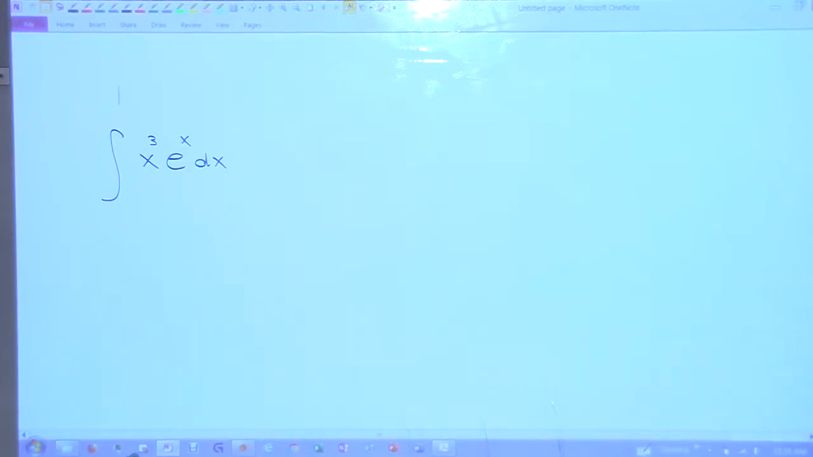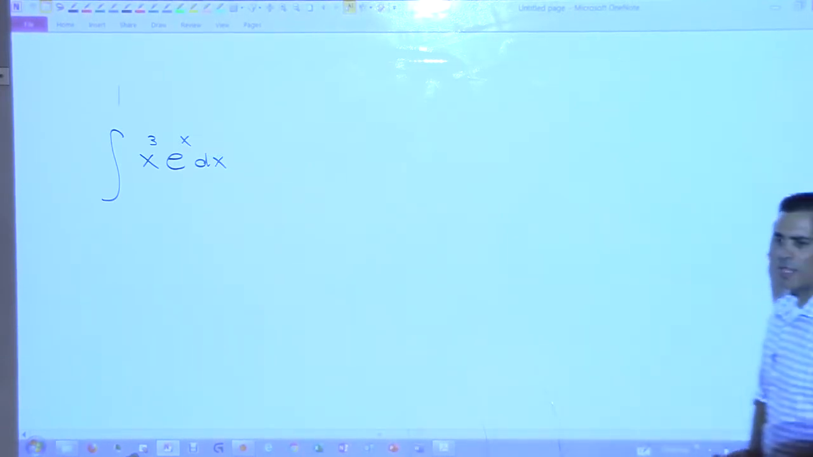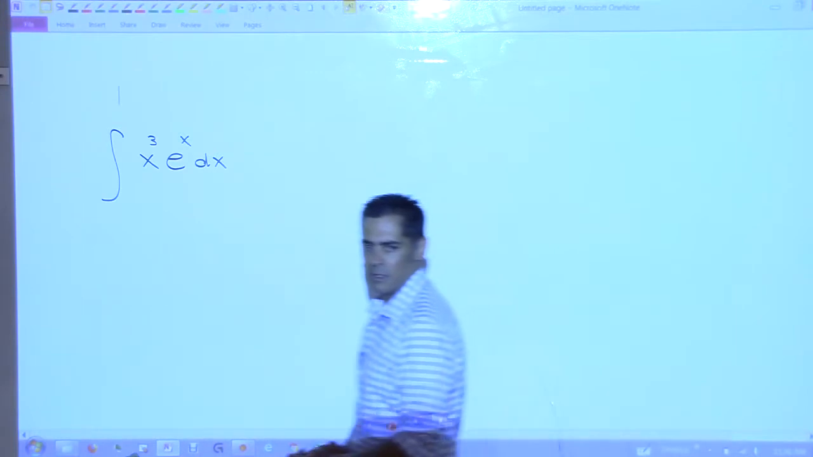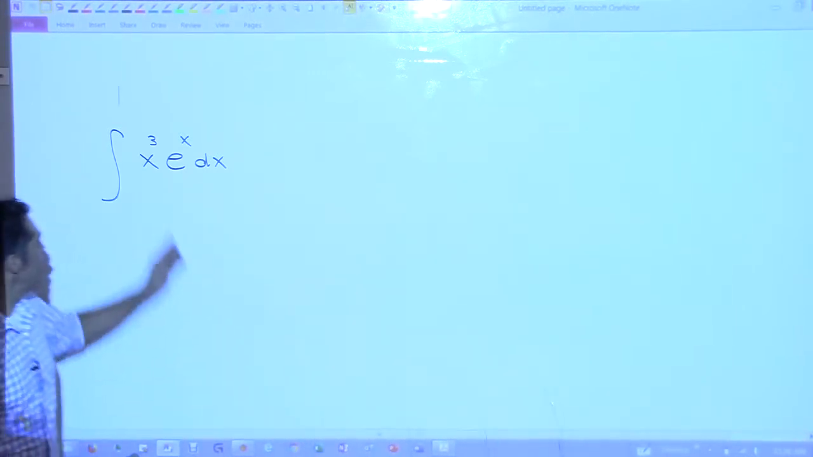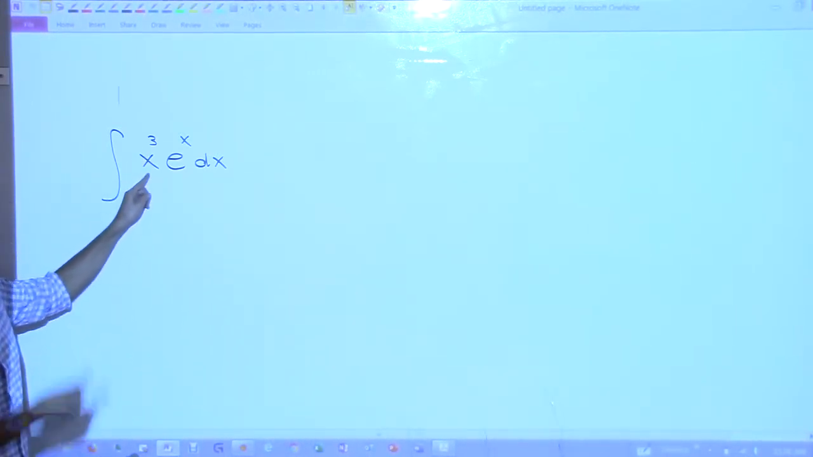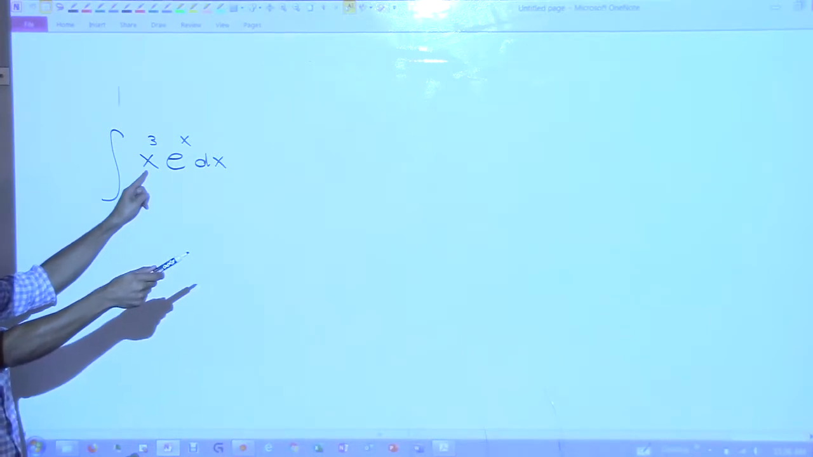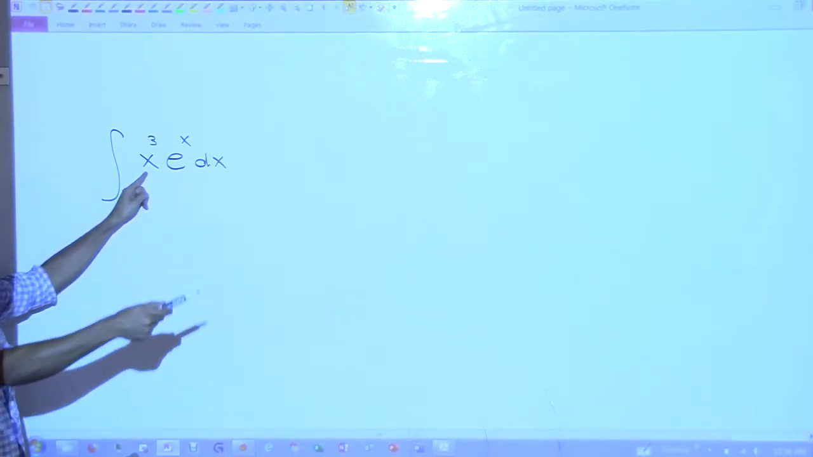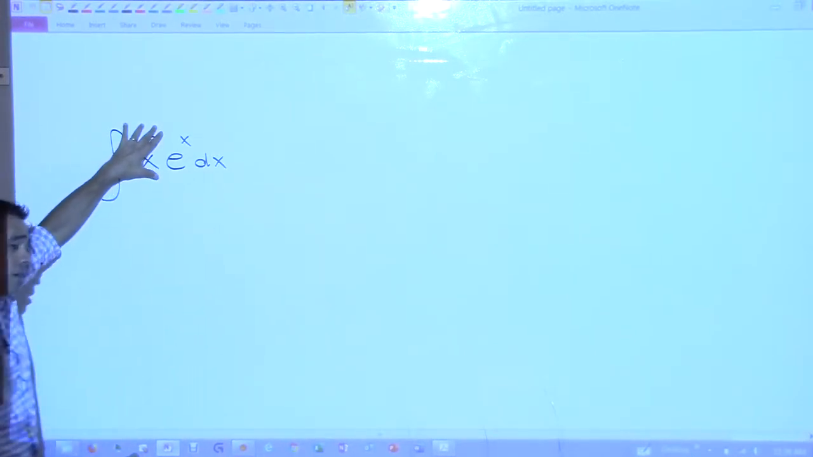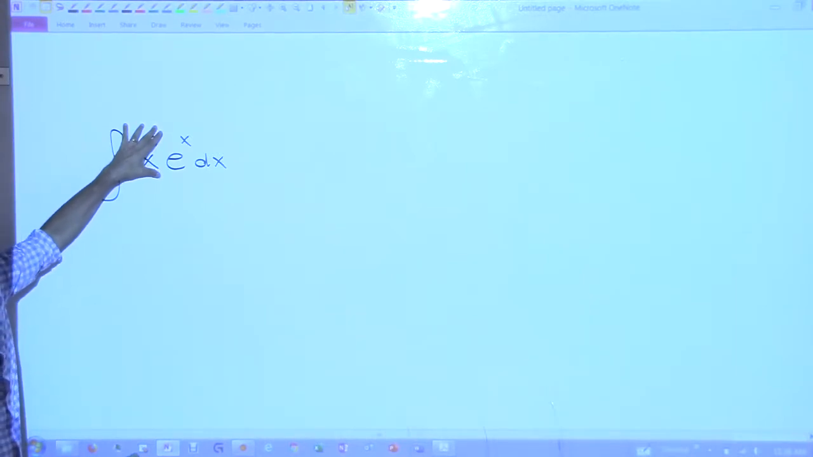So take a look at this one. That's x cubed times e to the x dx. This time, can you choose a u that's just going to vanish away? No, right? So if you pick u to be x cubed, in the new integral it's going to be what? 3x squared. And then you can integrate that. We already know that. That's not going to be a problem, right?